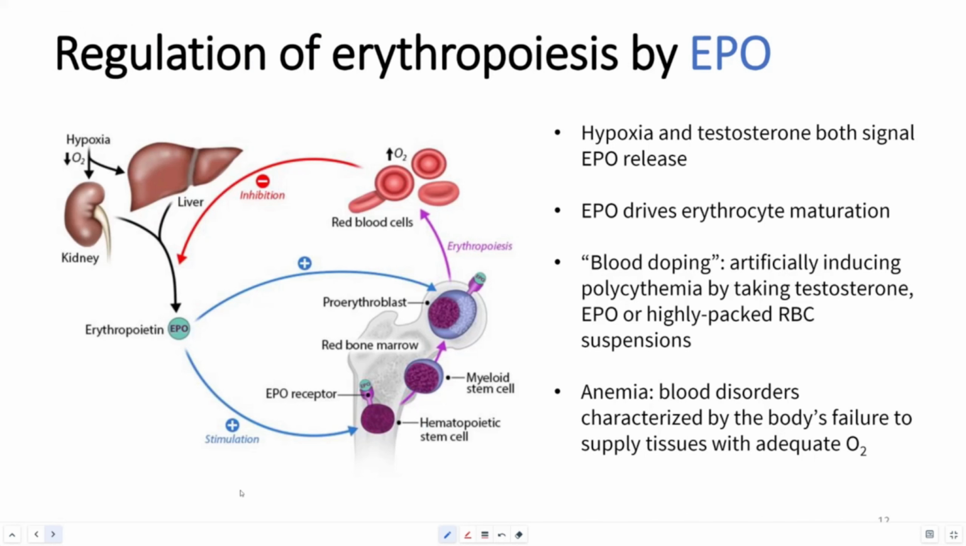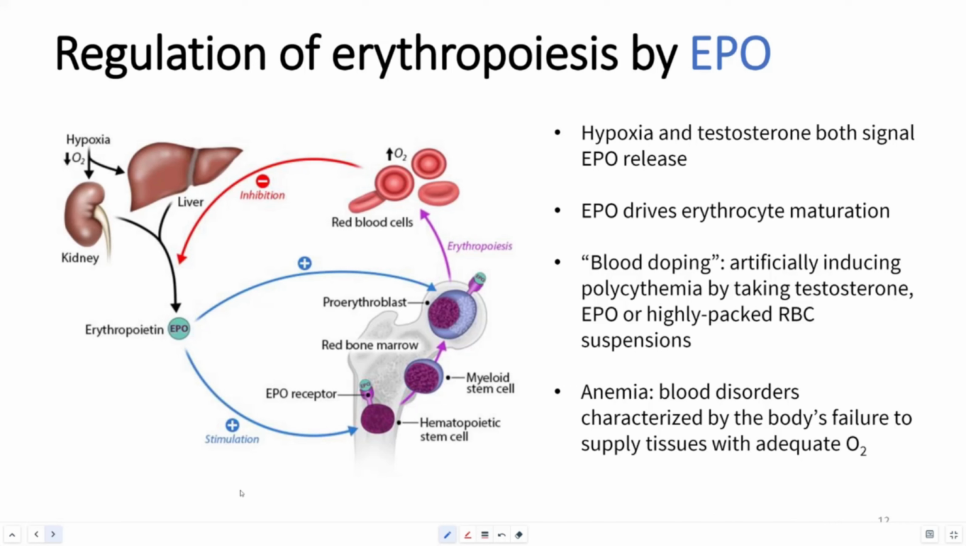Regulation of erythropoiesis by EPO. The kidneys are the primary producers of a hormone called erythropoietin. This is the key stimulator for erythrocyte production. It's stimulated by an oxygen level decrease in the blood, which is detected by our kidneys. As a result, this will then cause the red bone marrow to increase the production of erythrocytes, resulting in an increase of oxygenated erythrocytes and an increase in blood oxygen levels.